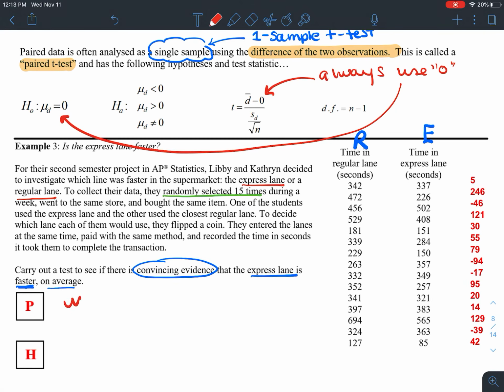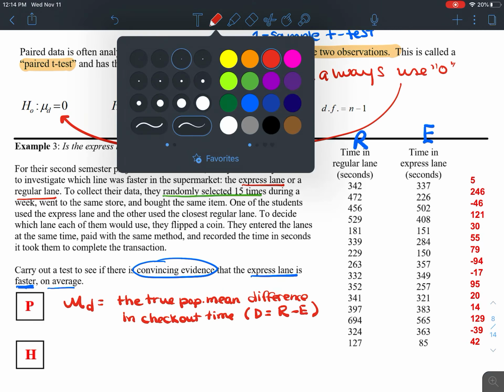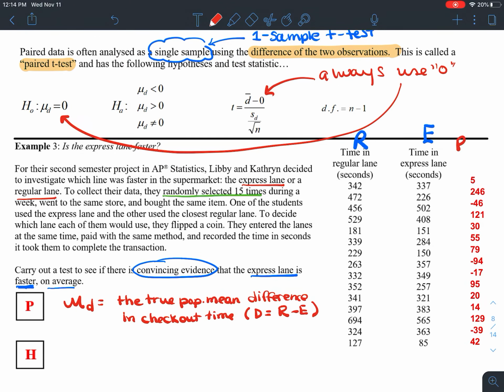So our parameter is not just mu, but it's mu sub d. Okay, and this represents the true population mean difference. Very important that we're talking about the differences in checkout times. Anytime you're subtracting something, you should define the order of subtraction. So I'm going to define the order of subtraction as the regular lane minus the express lane. I'll define this column as regular minus express, and you can see this would be the difference in those two times.